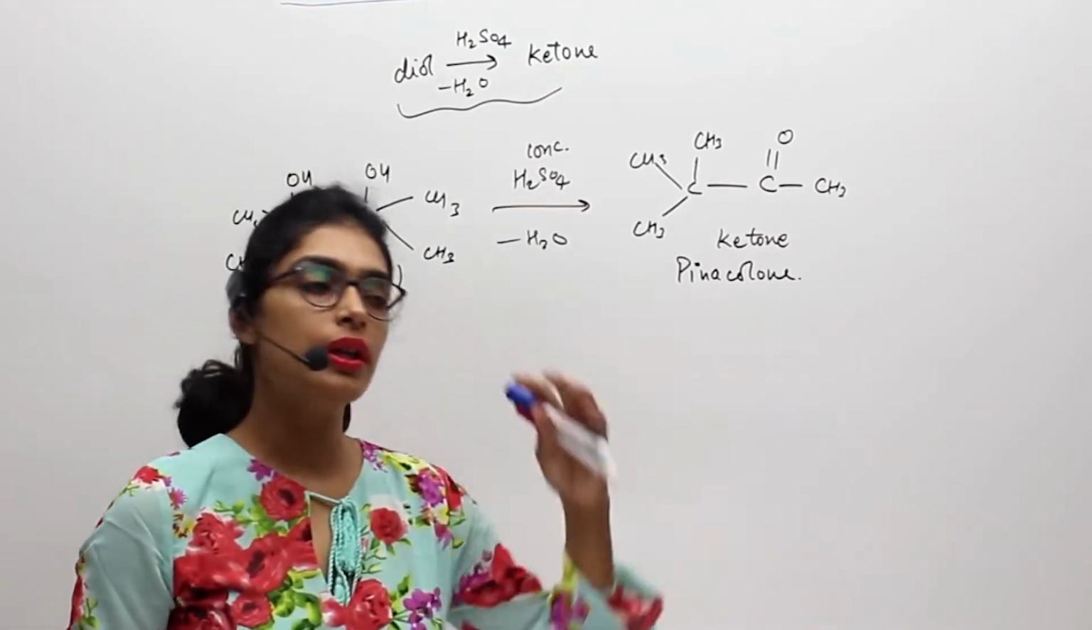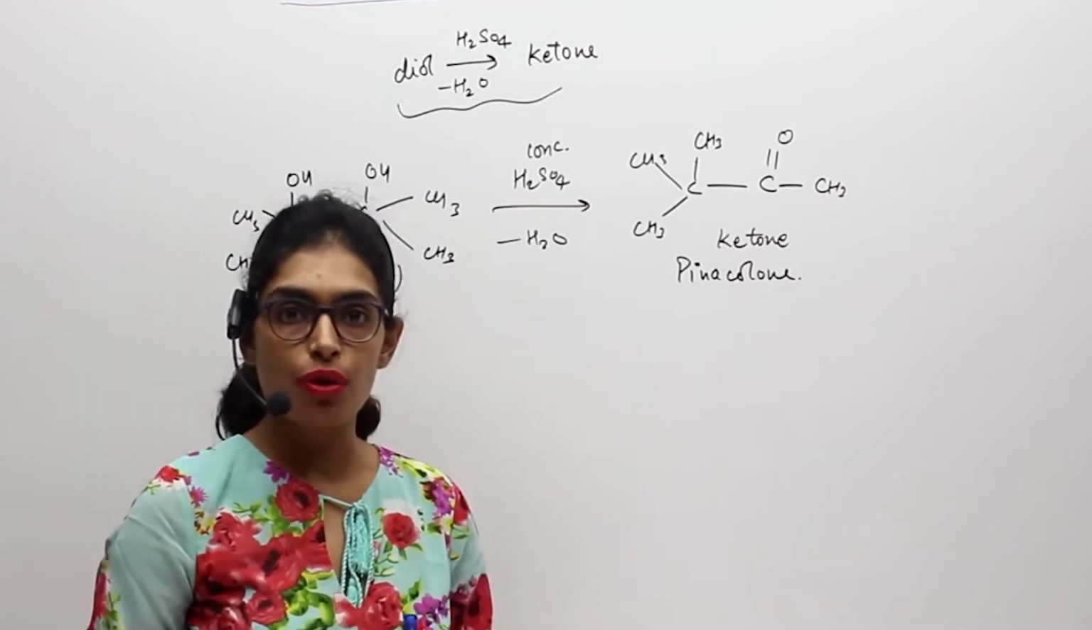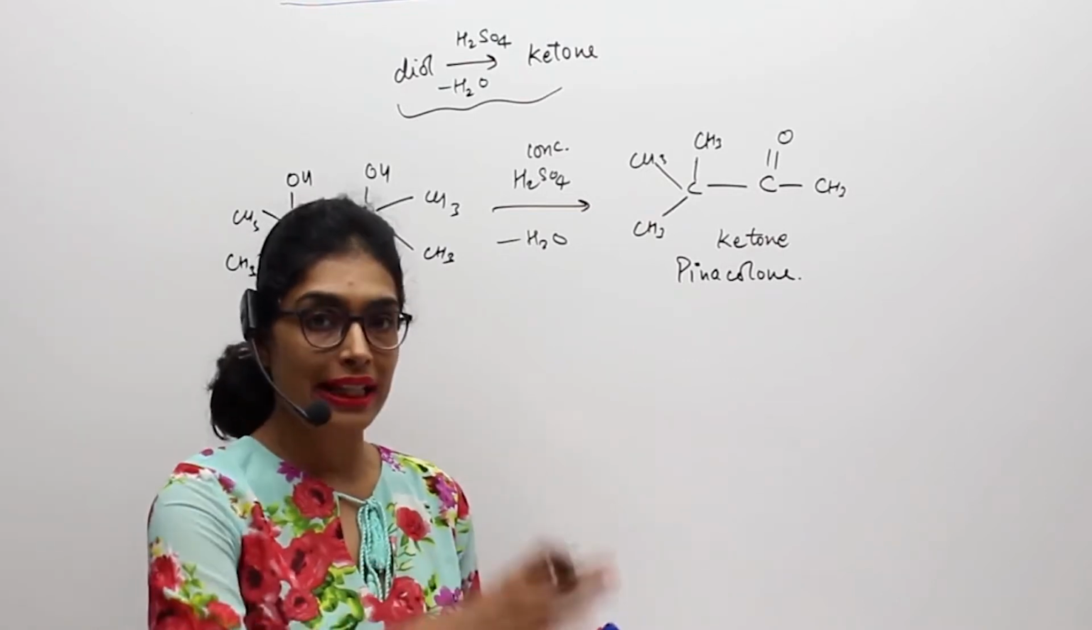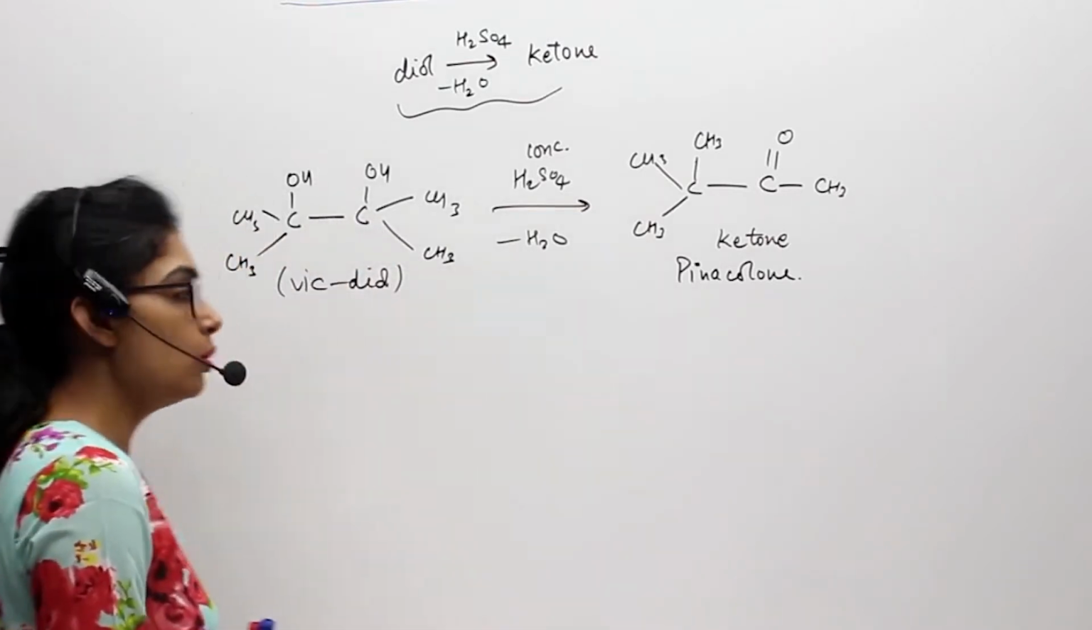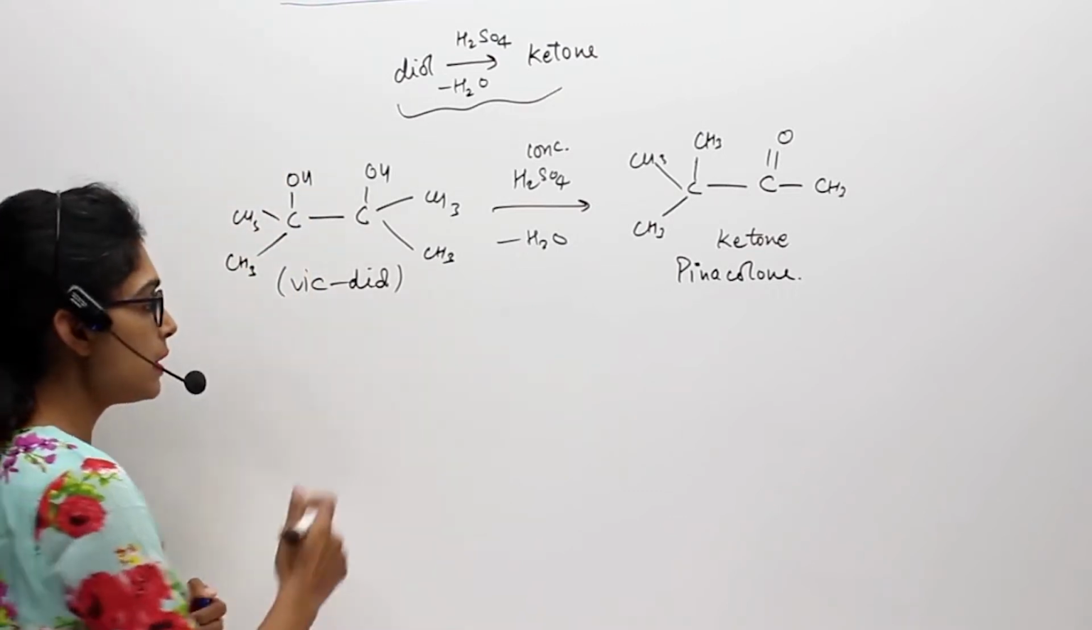Before I start the Pinacolone rearrangement, I'll explain how Pinacol forms first, so that just in case you get a starting material in any reaction and they give you the conditions of preparation of Pinacol, you should be able to identify and form the Pinacol and then do the rearrangement. So how does the Pinacol formation happen?